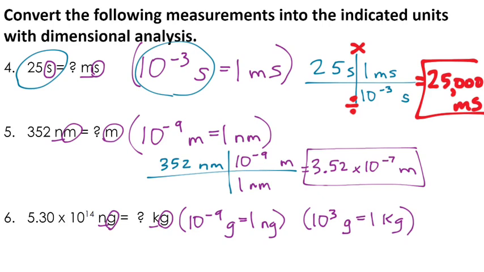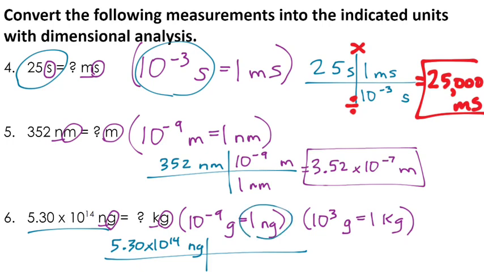So here we've got our two equations, and we still need to start with our given, which is this 5.30 times 10 to the 14th nanograms. So because nanograms is the unit that I've got to start with, we're going to start by putting the nanograms, which means 1 nanogram on bottom, 10 to the negative 9th grams goes on top. Just taking this first conversion factor and arranging it to follow that diagonal rule so that these cancel out.